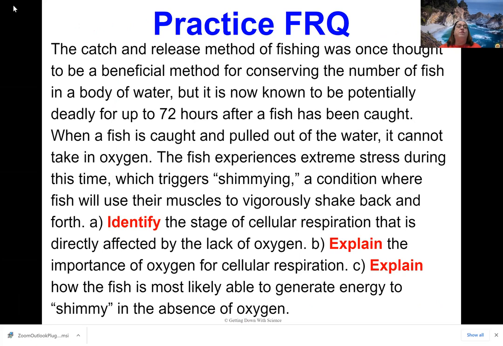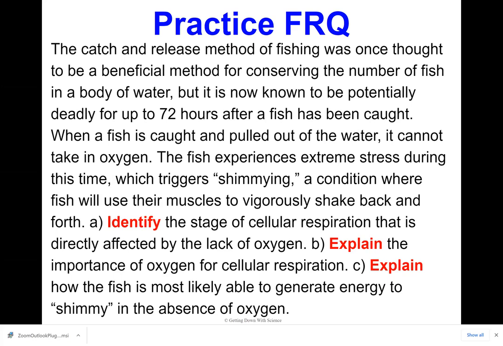Okay, practice free response. The catch and release method of fishing was once thought to be a beneficial method for conserving the number of fish in a body of water. But it is now known to be potentially deadly for up to 72 hours after a fish has been caught. When a fish is caught and pulled out of the water, it cannot take in oxygen. The fish experiences extreme stress during this time, which triggers shimmying, a condition where the fish will use their muscles to vigorously shake back and forth.